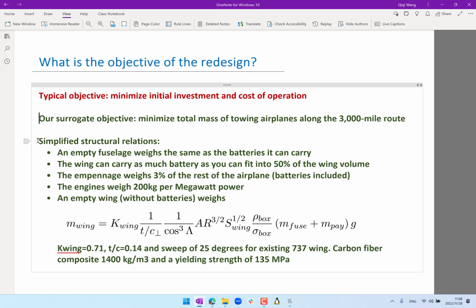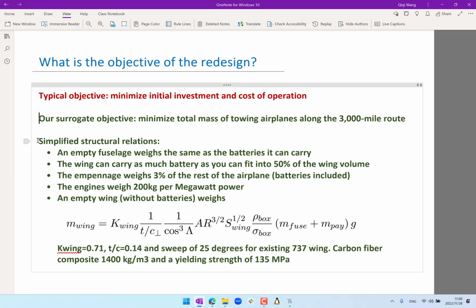That means that the weight of the empty wing does not go up if you put more batteries onto it. It's a pretty reasonable assumption, although it looks counterintuitive, because the weight of the battery is distributed along the whole span of the wing, right? So you don't really need to add that much more structure if you put more batteries distributed along the wing. In some cases, it actually helps you reduce the bending moment at the root of the wing. So let's just assume you can fit 50% of the wing volume as batteries.